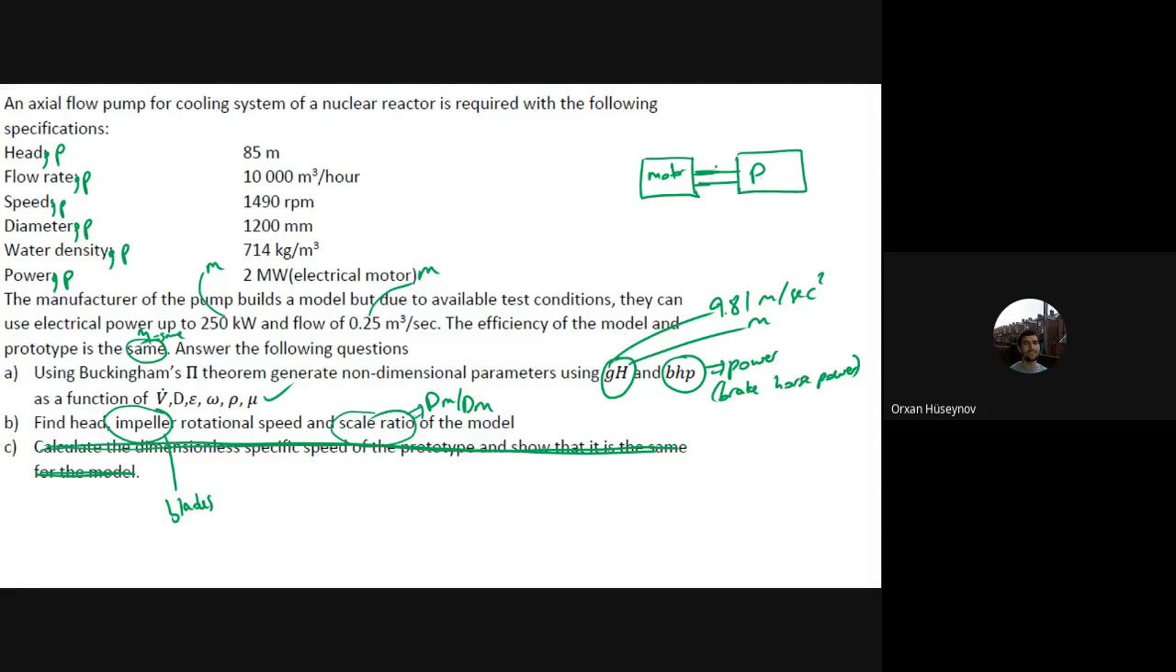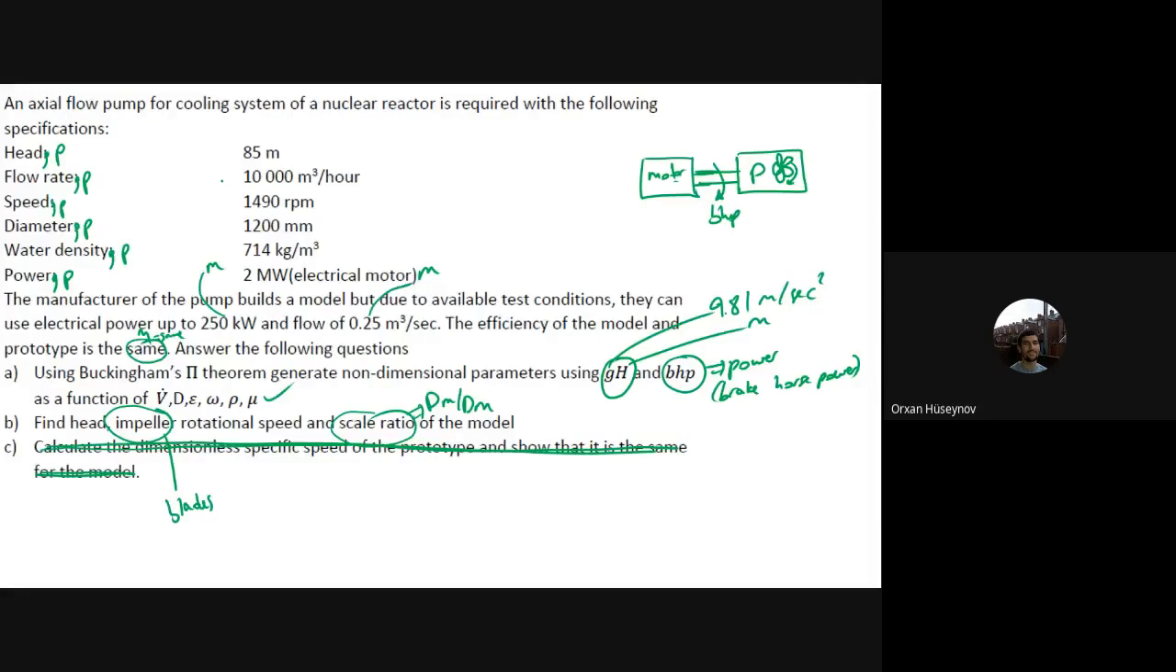The motor applies some shaft torque on the pump, and here you have the impellers. The impellers rotate, and the power that is supplied by the motor to the pump is called BHP, or brake horsepower. These are old names, but used anyway. So now let's solve it.